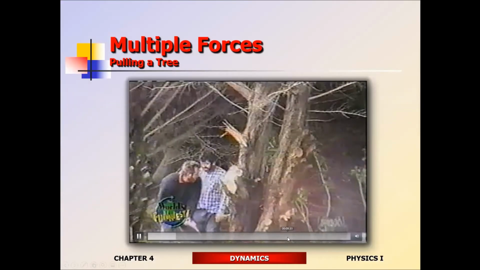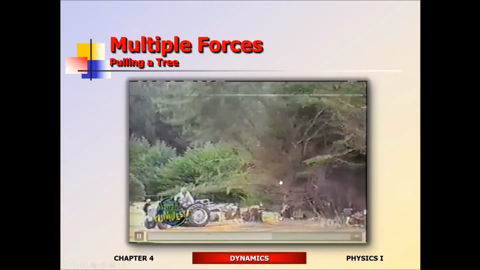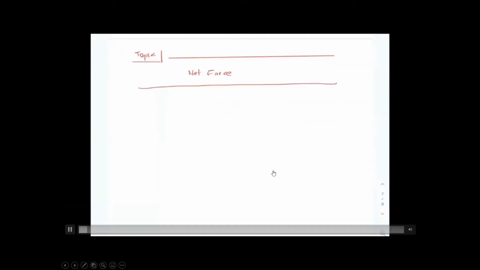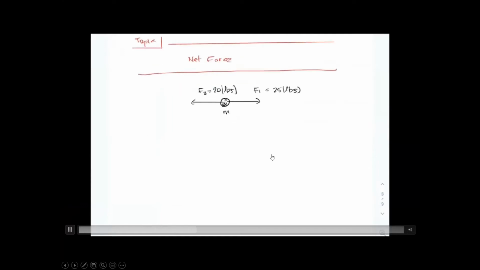Chopping down a tree clean through by steps. A tree is being pulled in this direction, and the roots will pull the tree in the opposite direction. So what's the net force that you're looking at? You have two forces acting on this mass. There's a 25-pound pull in this direction and a 20-pound pull in the forward direction. So what's the net force?